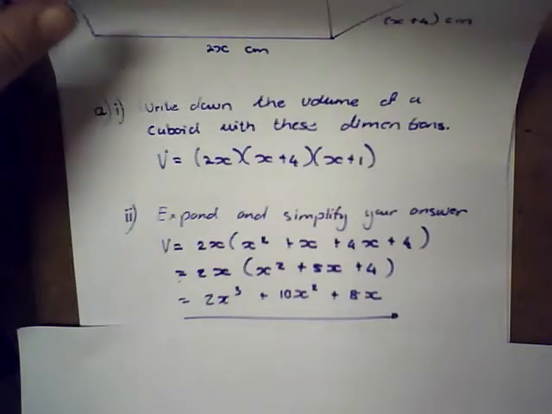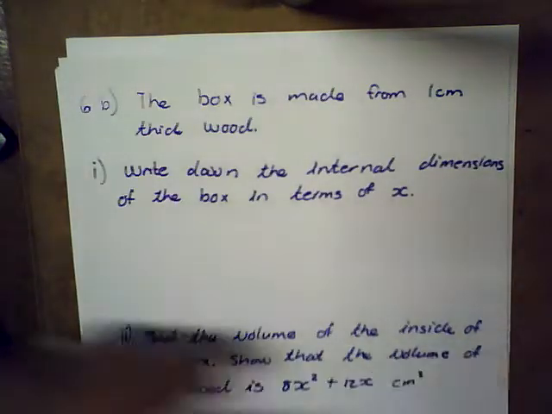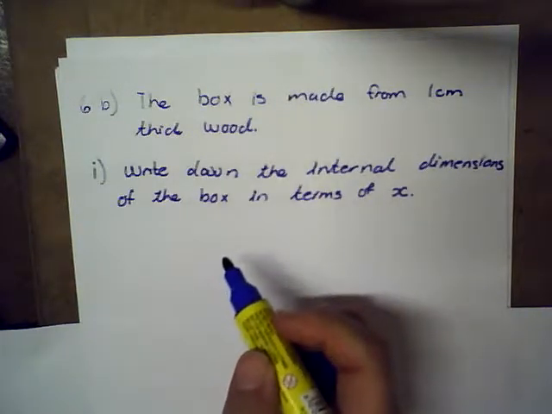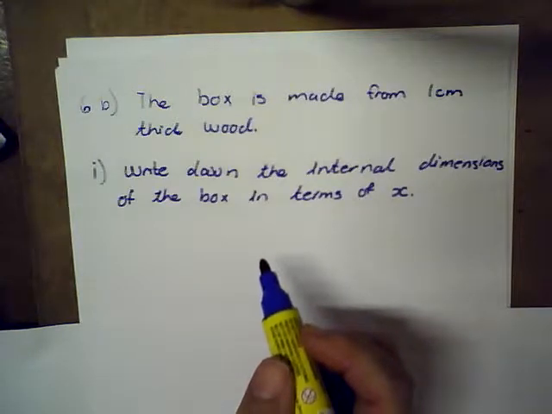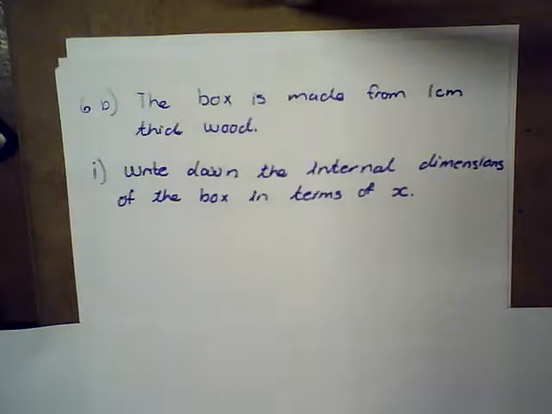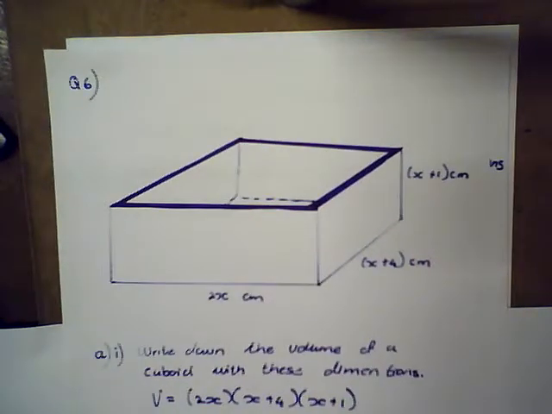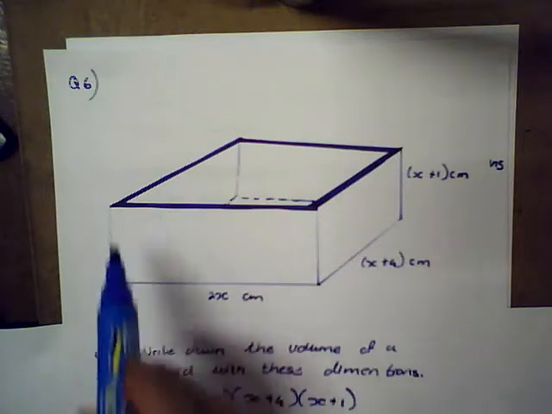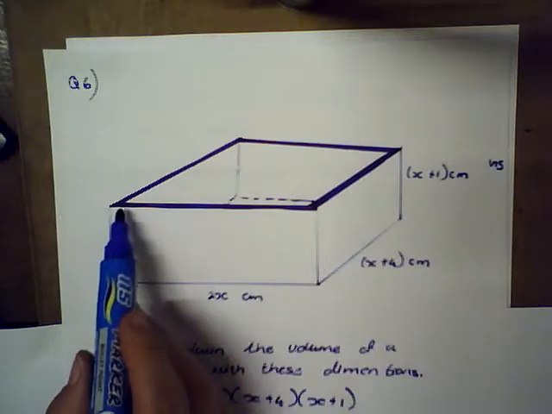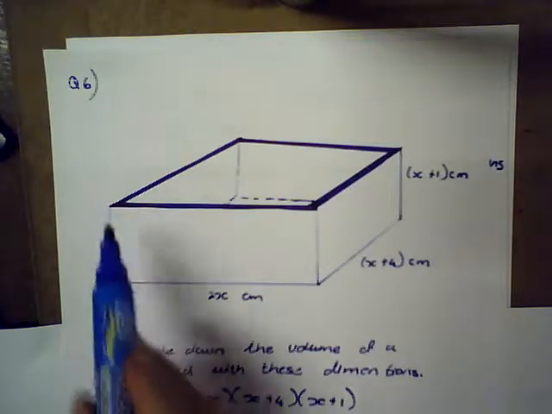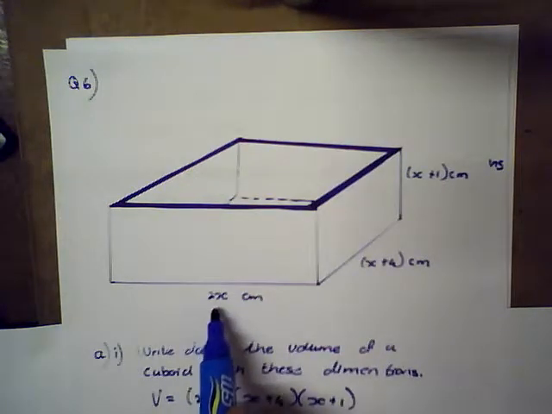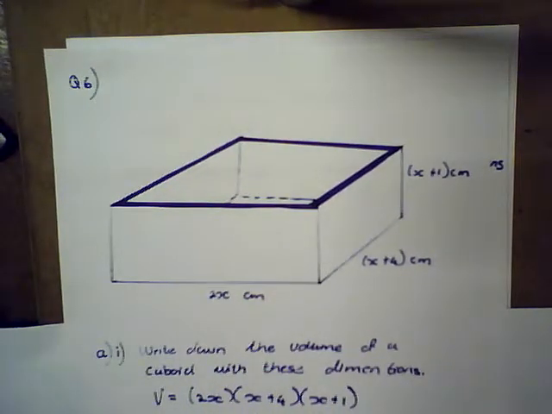Okay. Good. So we need to keep the box because the next question will demand us to use it. The box is made of 1 centimeter thick wood. Write down the internal dimensions of the box in terms of x. Okay, so look at that. The internal, so we know that the external is 2x. So if I'm using 1 centimeter less here and 1 centimeter less there, this dimension will change to 2x minus 2. So let's write it down.